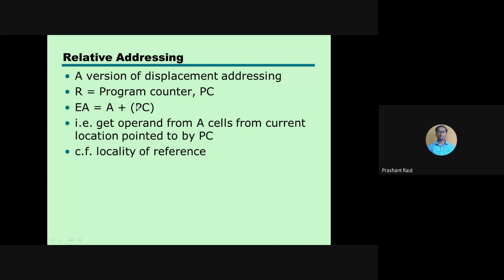Suppose the program counter contains 100. I can say 100 plus 10. So A is equal to 10 and PC is equal to 100. That means I want to go to the 10th location relative to the program counter. The program counter is pointing to 100, and I want to access the memory location which is 10 bytes from the program counter, that is 110. This concept is called the locality of reference.